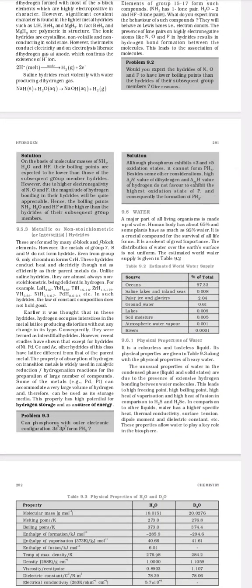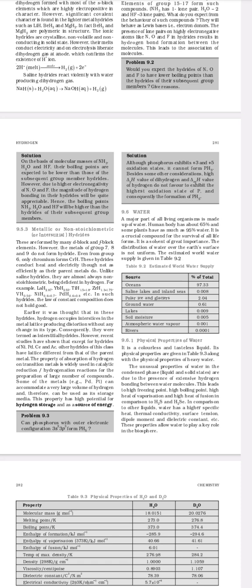So next is metallic or non-stoichiometric hydrides. These are formed by many d-block and f-block elements. However, the metals of group 7, 8, and 9 do not form hydrides. Even from group 6, only chromium forms chromium hydride. These hydrides conduct heat and electricity, though not as efficiently as their parent metals do. Unlike saline hydrides, they are almost always non-stoichiometric, being deficient in hydrogen. For example, these are d-block hydrides.